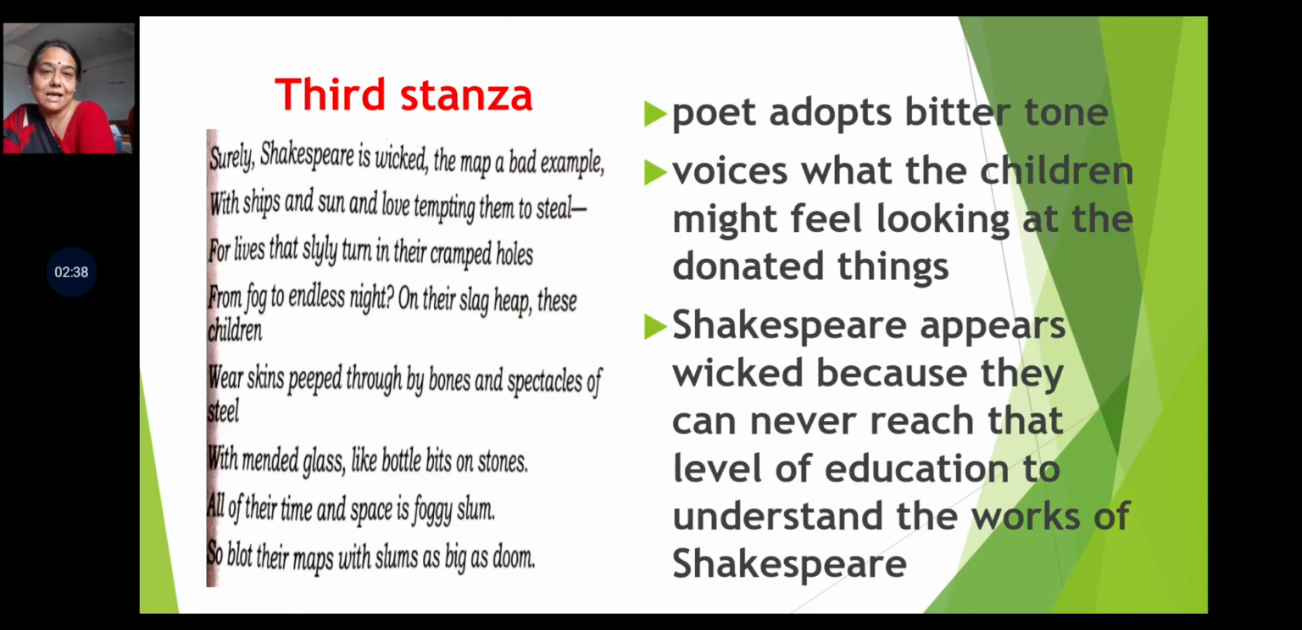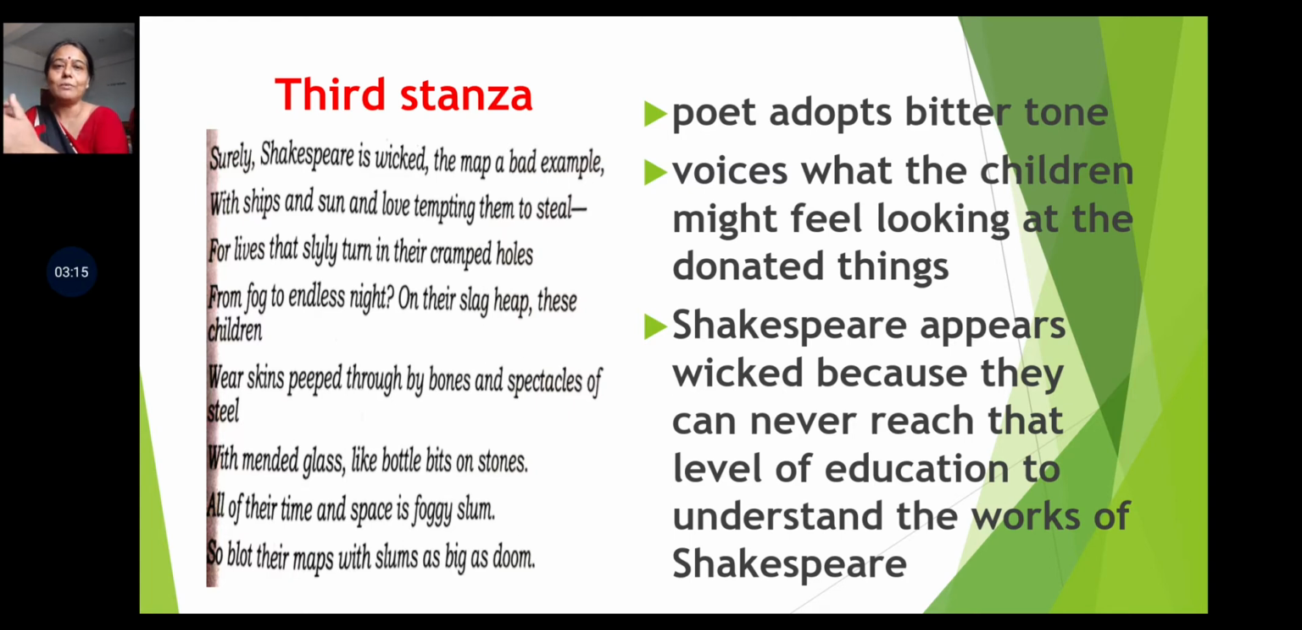The third stanza I'm going to read out first. Surely Shakespeare is wicked, the map a bad example, with ships and sun and love tempting them to steal, for lives that slyly turn in their cramped holes, from fog to endless night, or the slag heap. These children, whose skins peep through the bones, and spectacles of steel with mended glass like bottle bits on stones. All of their time and space is foggy slum. So blot the maps with slums as big as doom.